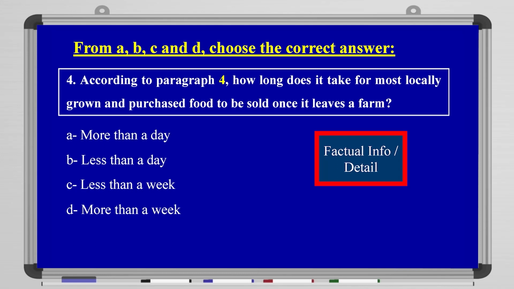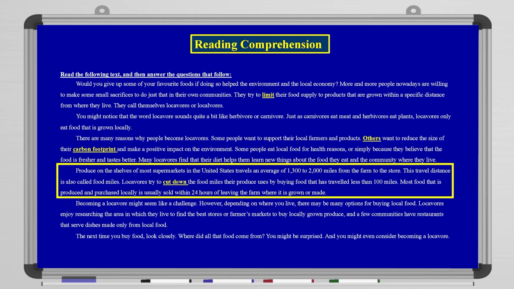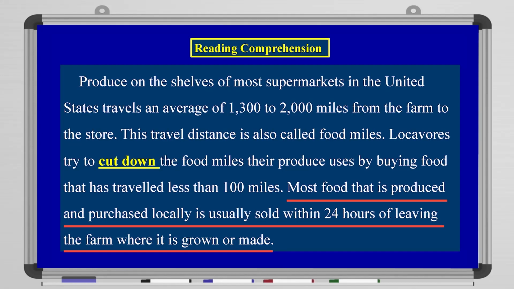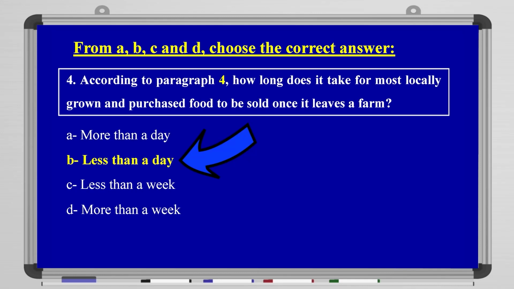Let's look at paragraph 4. This is factual info or detail. In paragraph 4, it says that most food that is produced and purchased locally is usually sold within 24 hours of leaving the farm where it is grown or made. We have within 24 hours. It means we usually have 24 hours in a day, right? So this is the answer. However, the answer in the multiple choice in a way is implicit. So if it's within 24 hours, it means less than a day. Well done.